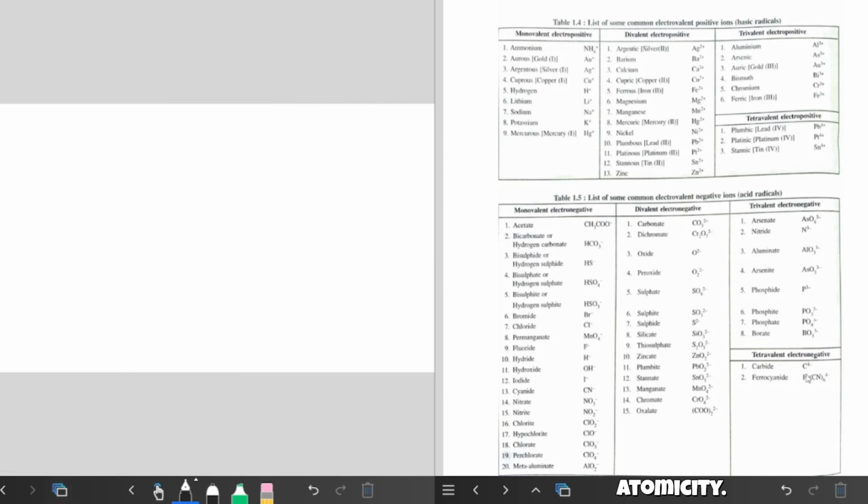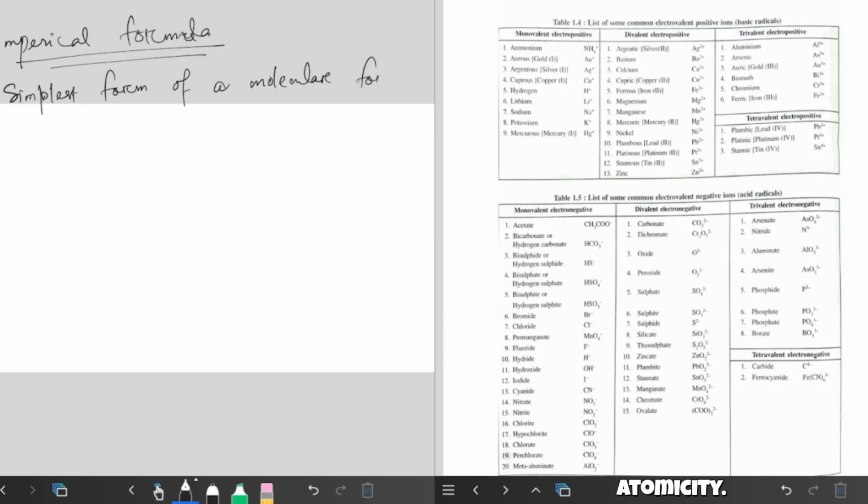Understood? So now let's move on to the next part, that is called empirical formula. Okay, empirical formula. Again, this is a very important thing. So empirical formula represents the simplest form of a molecular formula. Clear? Simplest form of a molecular formula.